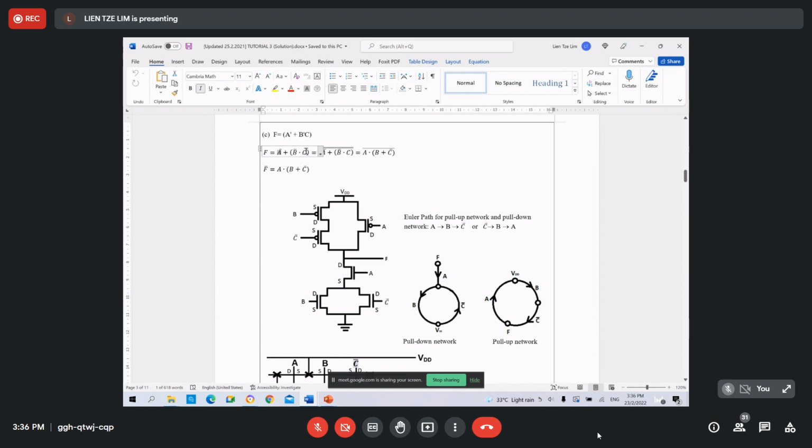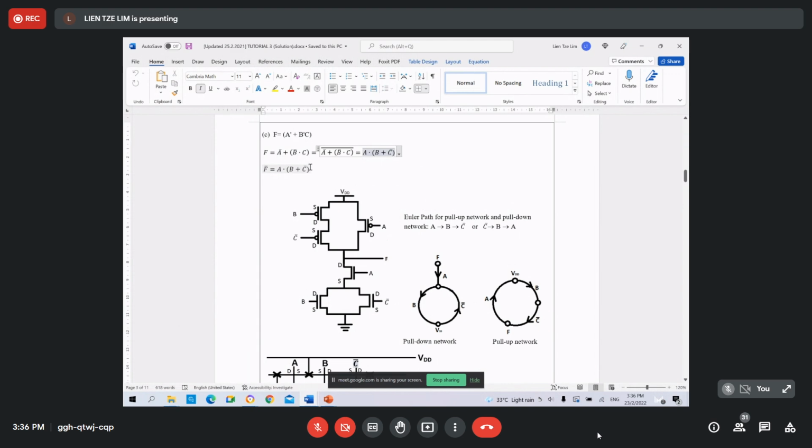We need to rewrite it with a bar here. After we apply De Morgan's law, the function can be rewritten with A and B and all with C bar, with a single bar. We use these Boolean functions and we get F bar. F bar will become A AND B, and all with C bar.